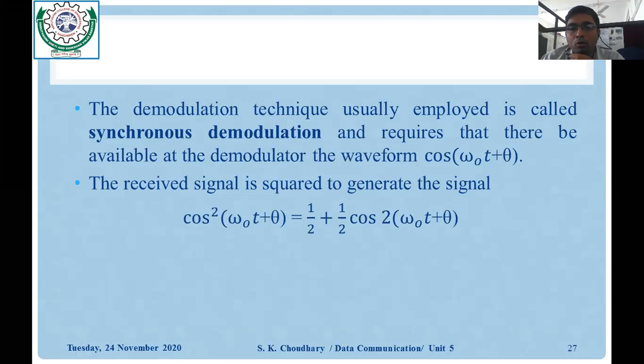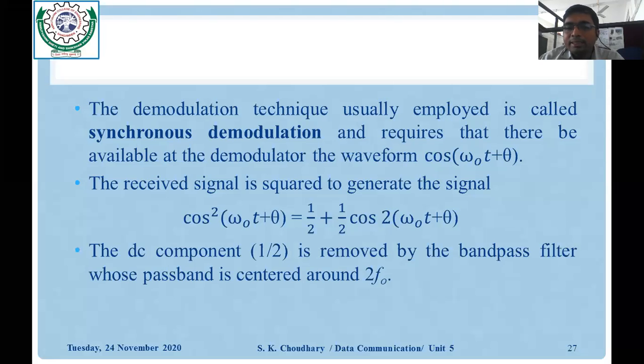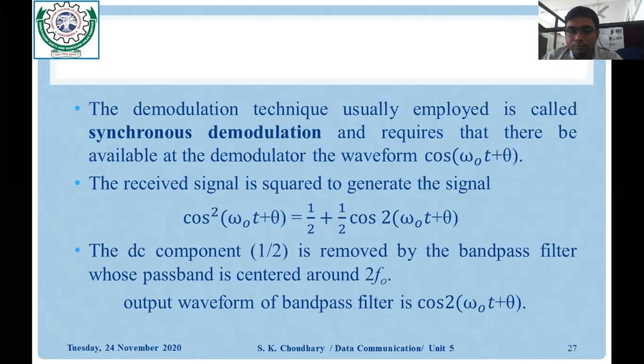This cos square omega naught t plus theta would be further written as per the mathematical formula 1 plus cos 2 omega naught t plus theta upon 2. And here 1 by 2 is a DC component, that is undesired component. It is removed by the band pass filter because it is centered to a frequency that is 2 f naught. That's why it will only allow the second term, not allow the first term. Okay, so the output of the band pass filter would be cos 2 omega naught t plus theta.